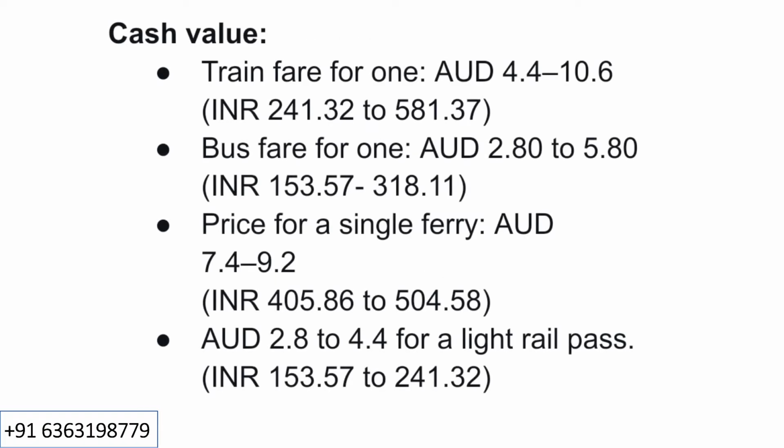Cash value: train fare for one, 4.4 to 10.6 Australian dollars. Bus fare for one, 2.80 to 5.80. Price for a single ferry, 7.4 to 9.2, and 2.8 to 4.4 Australian dollars for a light rail pass.